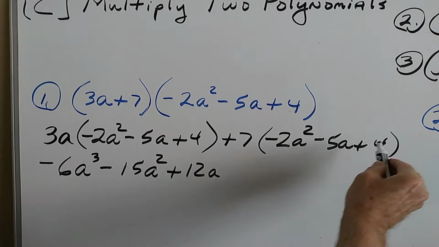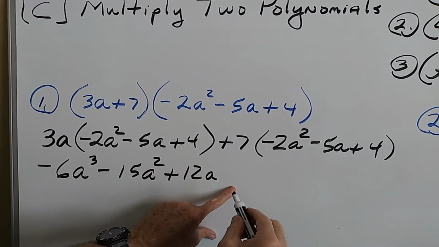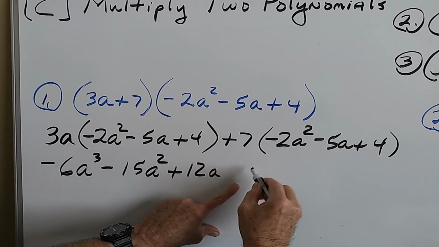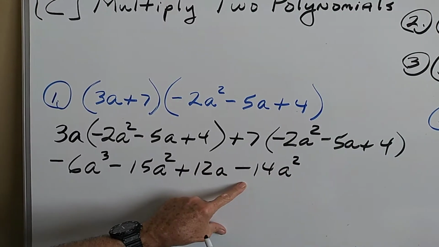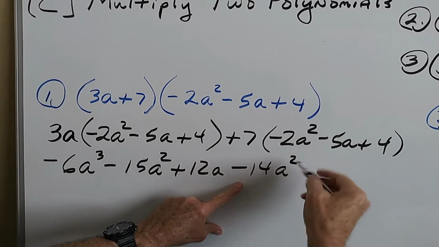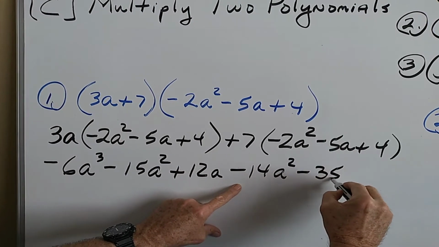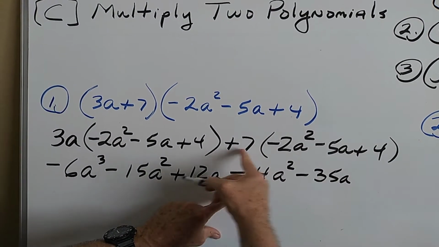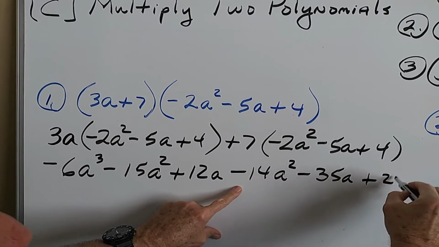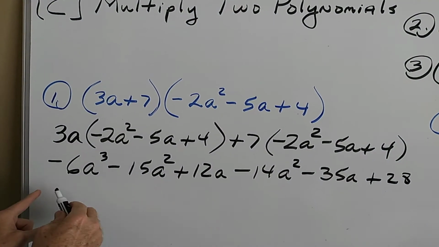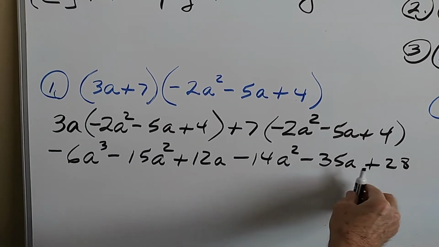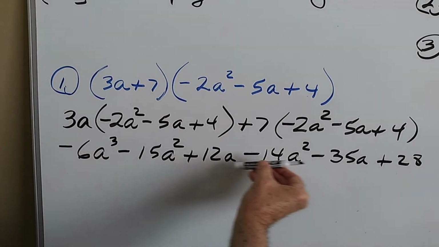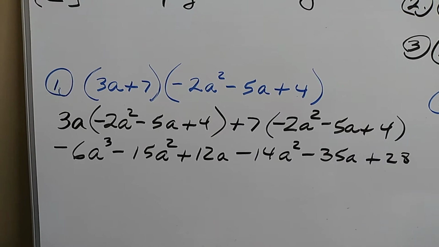And then we move right over here and clear these parentheses. Positive times negative, a negative 14a squared. Positive times negative, a negative 35a. Positive times positive, a positive 28. And the final thing that we do is combine like terms. Simplify this polynomial answer that we've got.